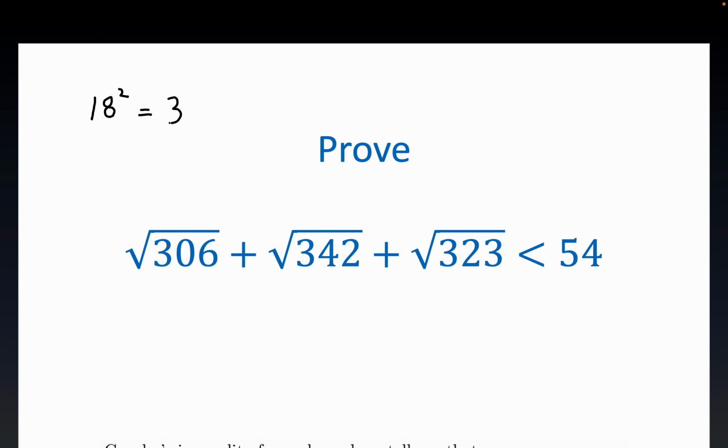18 squared is equal to 324, right? So that means that this would be less than 18, right? The square root of a number less than 324 would have to be less than 18. And again, that's clear just by taking the square roots of both sides of this.